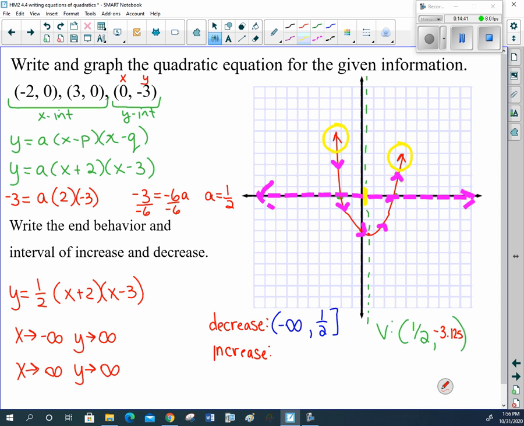And what's our domain region for that? It's 1/2 to +infinity. For all the x values from 1/2 to +infinity, the graph is increasing. That's what we're saying. Okay.